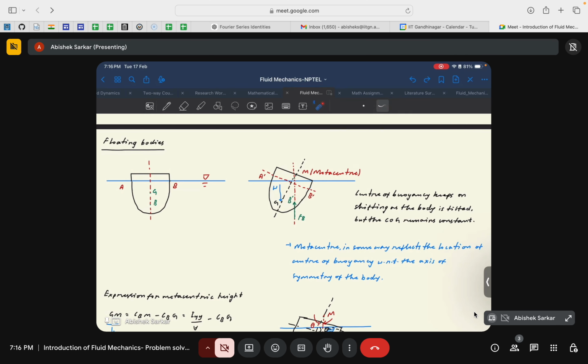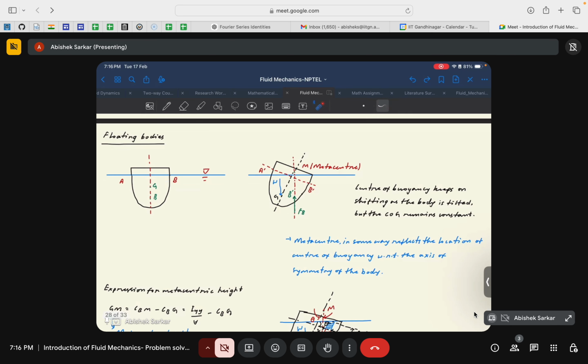And you'll see that if I go back here now, if this is the shift, the new center of buoyancy, and if you now extend a line from the center of buoyancy in a way that this line intersects the central axis at which your center of gravity lies, then the distance between the point of intersection and the center of gravity G will give you the metacentric height. This point where the intersection occurs is known as the metacenter M, and this distance between M and G is known as the metacentric height.